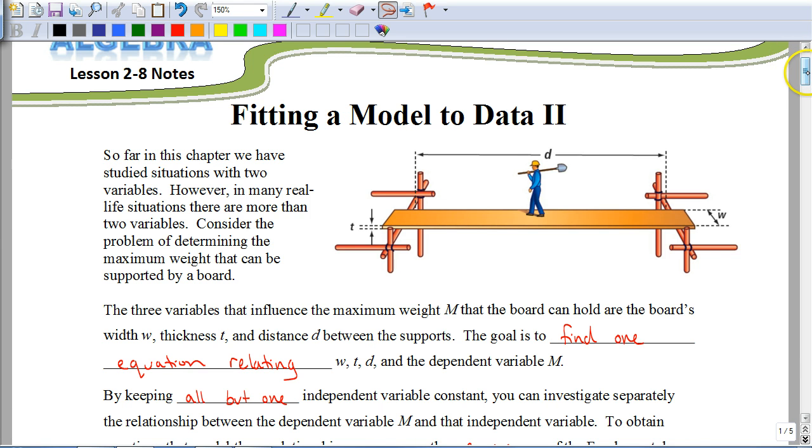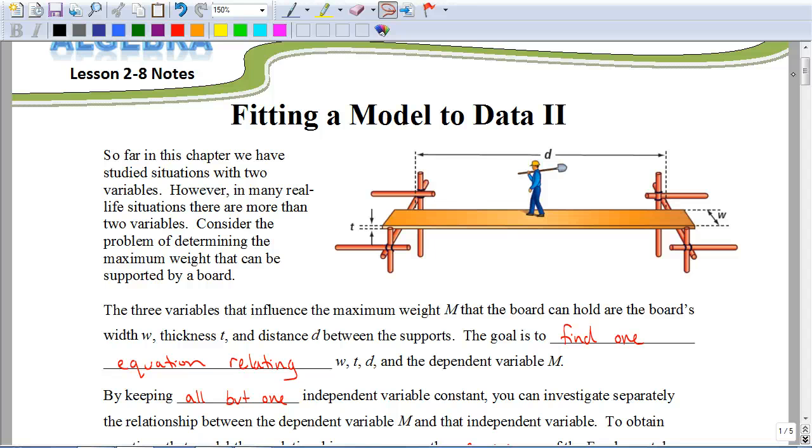So we're going to be looking at some examples today, or actually one giant example. It's going to be a continuing example, looking at a scenario in which we're trying to figure out a formula for the maximum weight that a board can handle. As you can see from this diagram, there's going to be three variables involved. Both the thickness of the board, the width of the board, and the distance between the supports are all going to affect how much weight the board can handle.